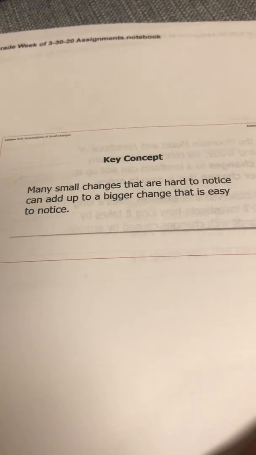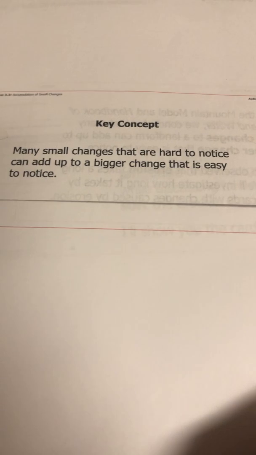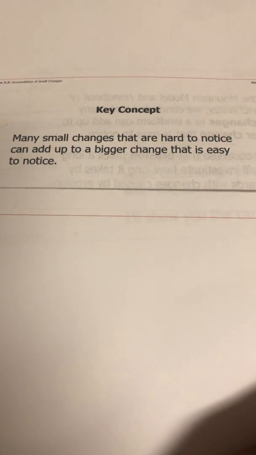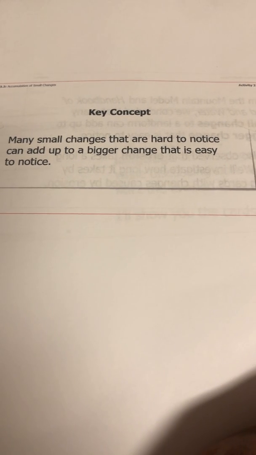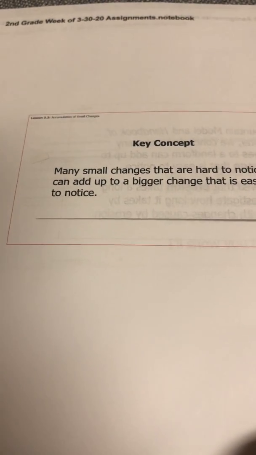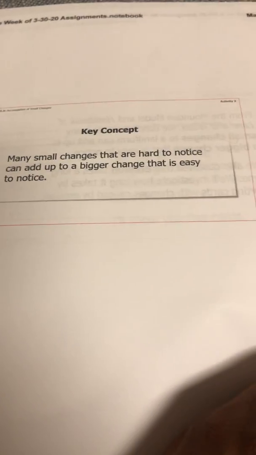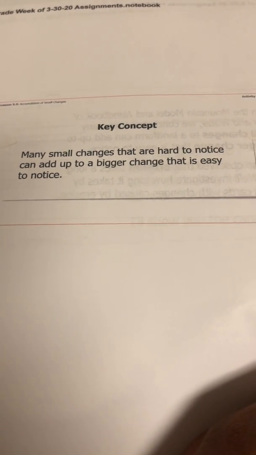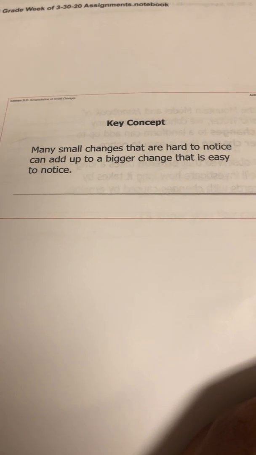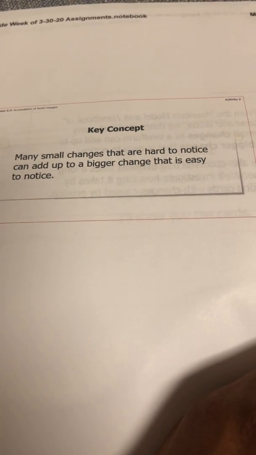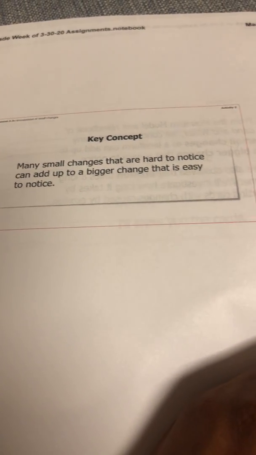Then here it says your key concept that they want you to understand is that many small changes that are hard to notice can add up to a bigger change that is easy to notice. Okay? We can't be there to watch the recreation center erode, but we can study it, right? By investigating through text and lab investigations and models how smaller changes lead up to bigger changes during erosion.